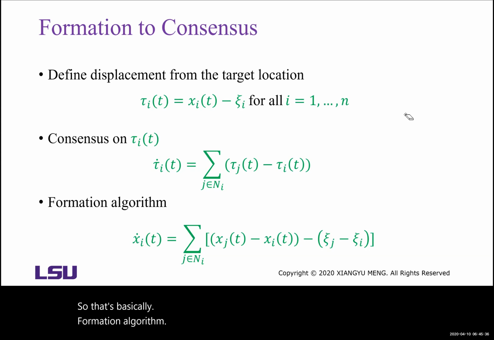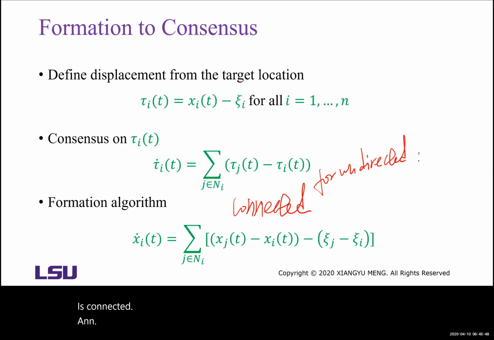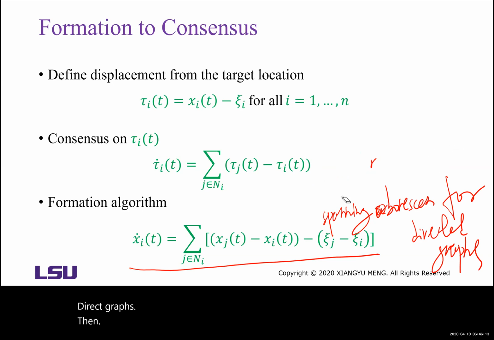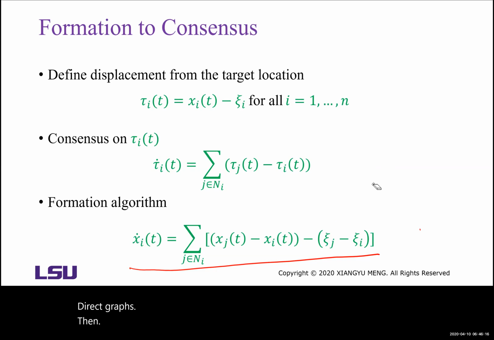We know if the graph is connected for an undirected graph, or contains a spanning arborescence for directed graphs, then the agents will form the formation.